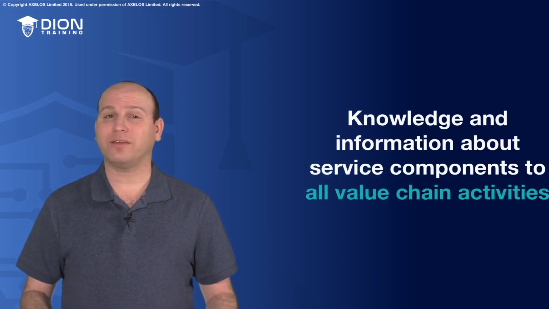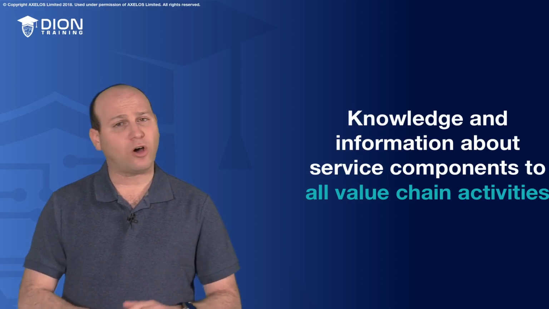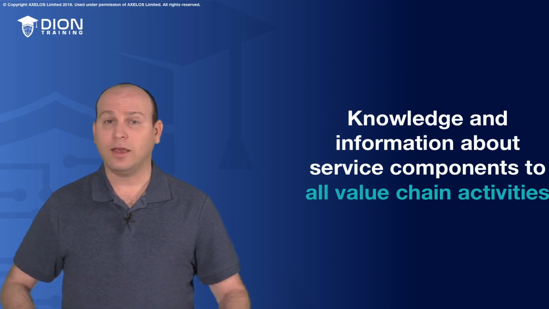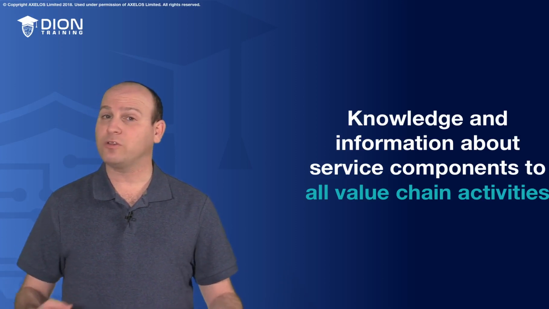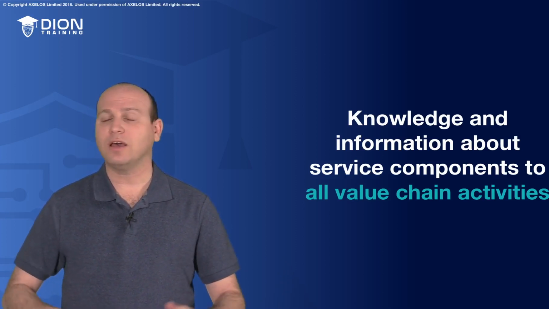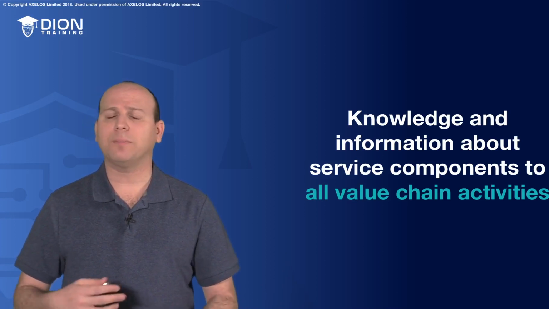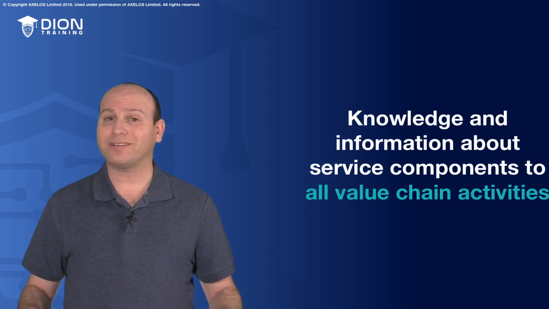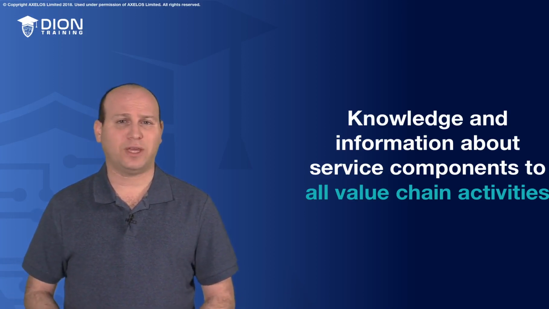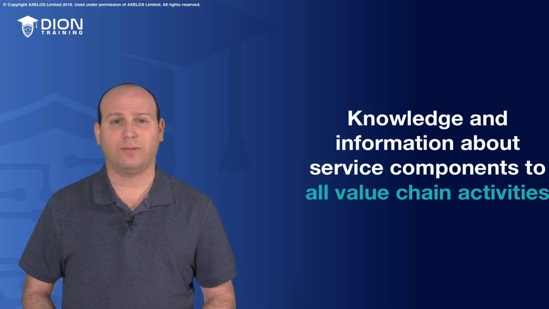Another output from this activity is knowledge and information about our new and changed service components to all of the other value chain activities. Anytime I build something new, I need to tell everybody about it so they know the functionality, the capabilities, how long that thing will last, when it needs to be replaced or repaired, and we can plan for it, we can design for it, we can support it. All of the other activities are going to rely on this knowledge and information, and that's why having a good knowledge management process is really important.